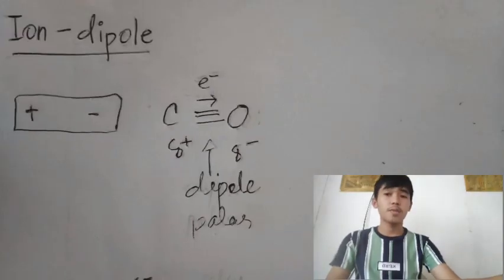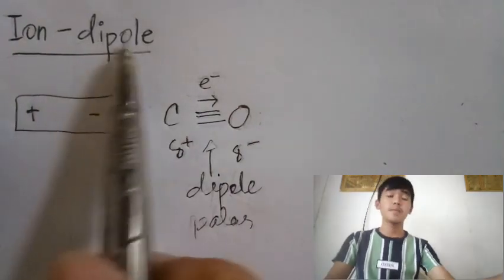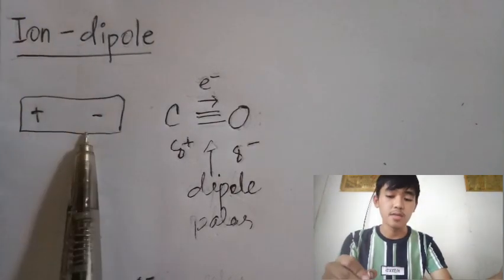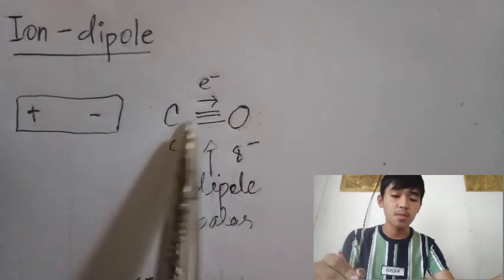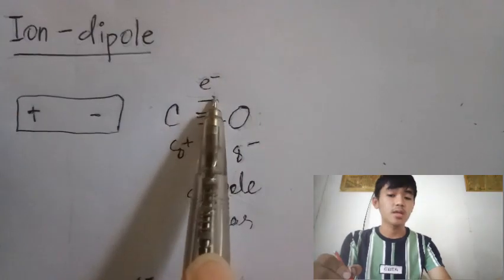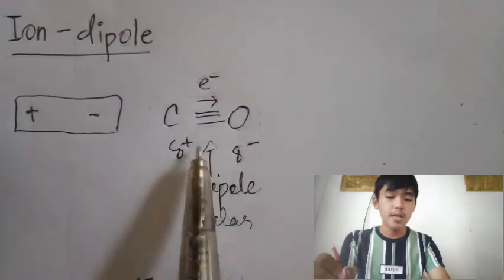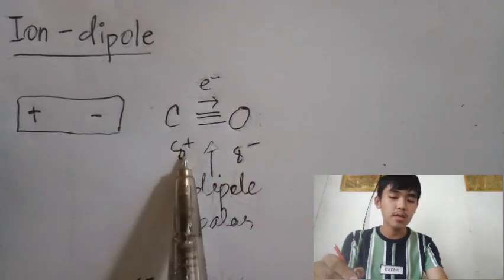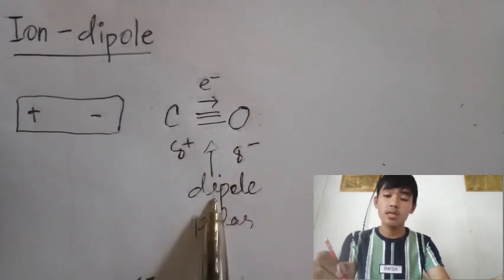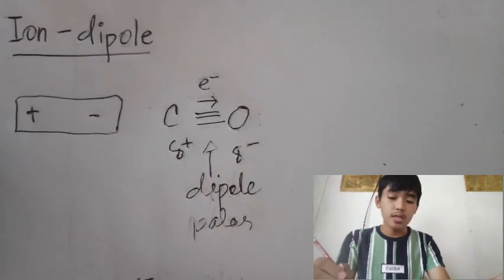So let's proceed to ion-dipole interaction. We know what an ion is, so we're going to tackle what a dipole is. Dipole, di means two, so it is a substance that contains two charges, a positive and a negative. A good example for this is carbon monoxide, and we know that oxygen is more electronegative than carbon, so it will pull more electrons towards itself. So it will carry a negative partial charge, while carbon will carry a positive partial charge.